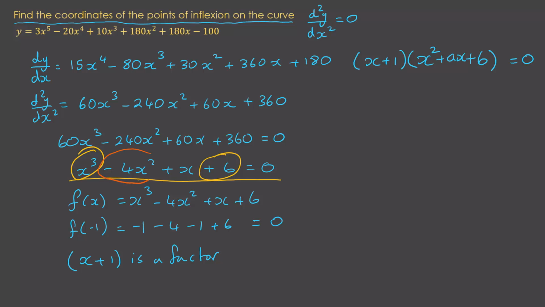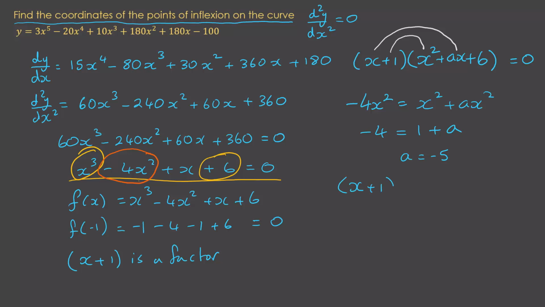If I decide to compare the x squared terms, negative 4x squared is going to be equal to, what's going to give us x squared from here? Well, that will, and that gives me just 1x squared. And then this will, which will give me ax squared. Get rid of the x squareds, and I've got negative 4 equals 1 plus a, telling me that a is negative 5.